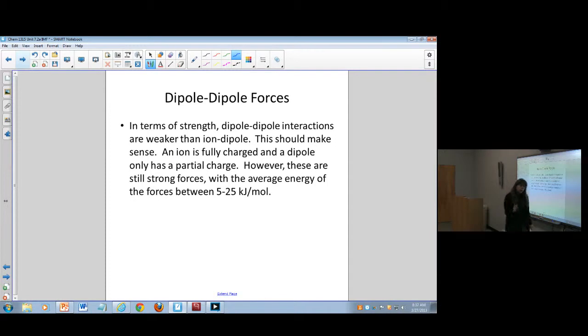So, in terms of strength, dipole-dipole interactions, well, let me do this one. Ion-dipole is stronger than dipole-dipole. Because after all, in an ion-dipole, we have a fully charged thing. And with the dipole-dipole, we have two partially charged molecules.